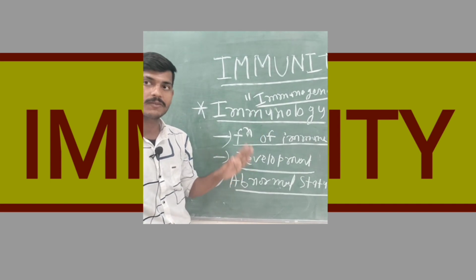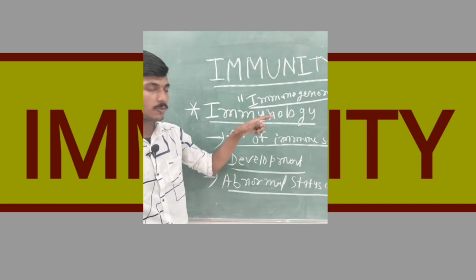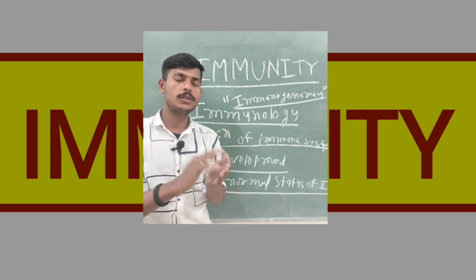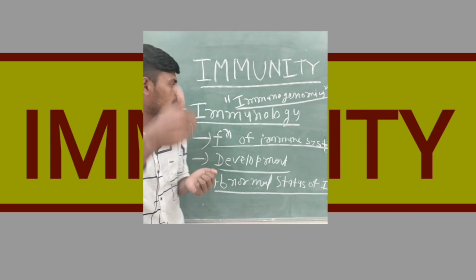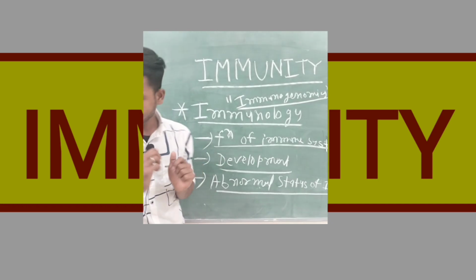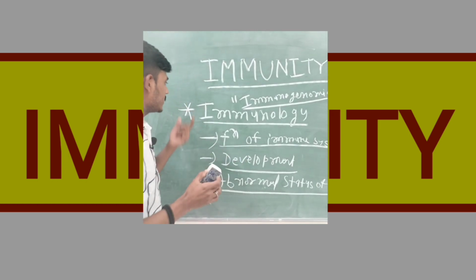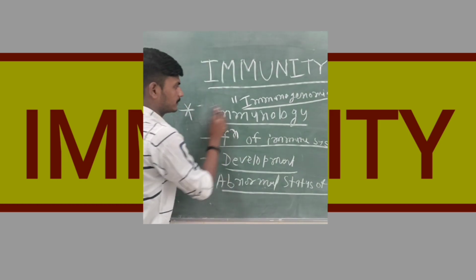Immunogenomics is a sub branch of immunology, and under immunogenomics we separately focus only on understanding immune genetics. Hope you understand this. Now after understanding immunology, we will see the branches of immunology.